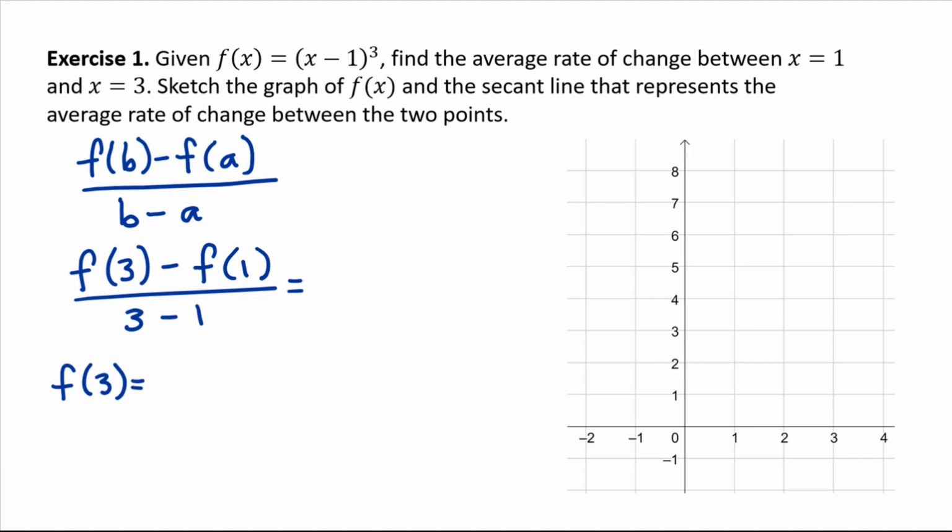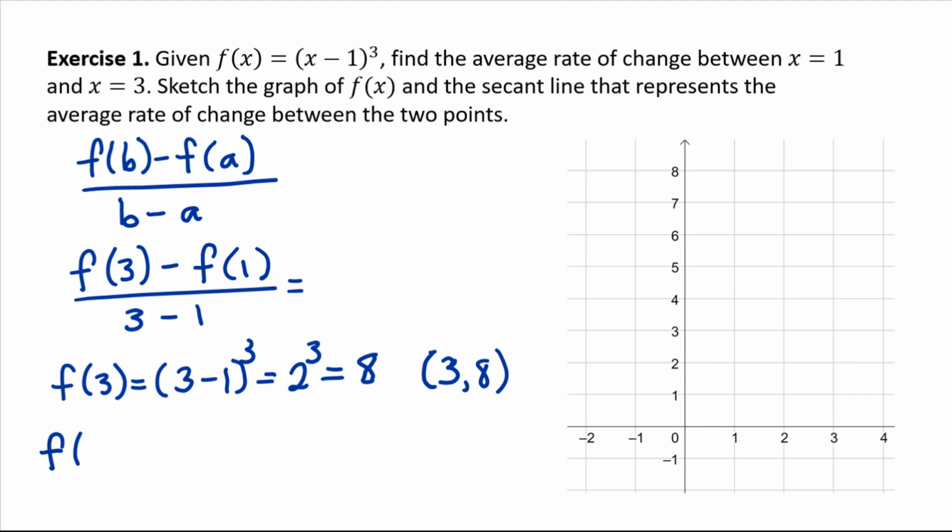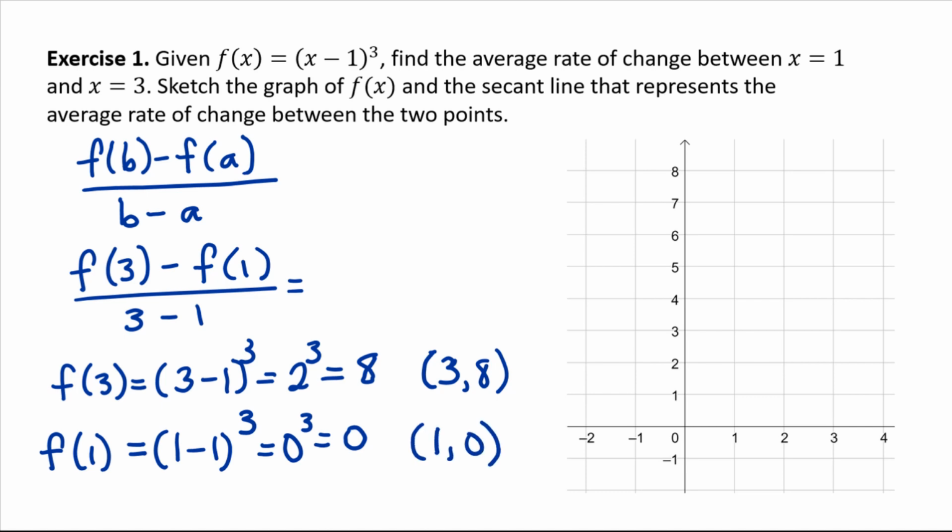F of 3, you put in 3 every place there is an x in the equation, so you're going to have 3 minus 1 cubed. That's 2 cubed, and 2 times 2 times 2 is 8. This is also the ordered pair 3, comma 8. Let's find the corresponding y value for x equals 1. So f of 1 is equal to 1 minus 1 cubed. 1 minus 1 is 0. 0 cubed is 0. And that corresponding ordered pair would be 1, comma 0.